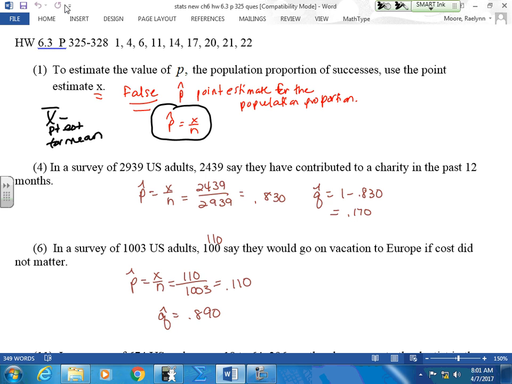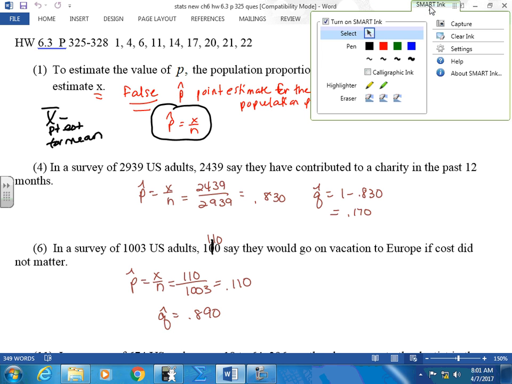If not, raise your hand. Same thing with this one. I don't know if yours said 110 or 100. Did yours say 110? Okay, never mind. So 110, everybody's okay with that? Find your Q. Now, technically, we check that N times P is greater than or equal to 5, and N times Q is greater than or equal to 5. We kind of assume that we did that to make sure that we can use these things.